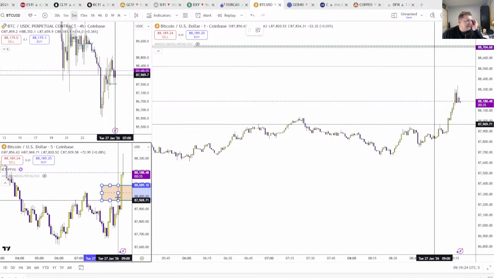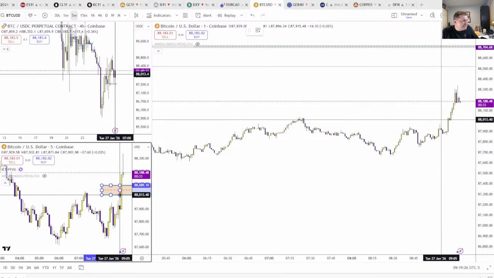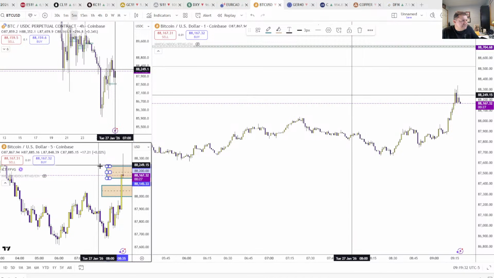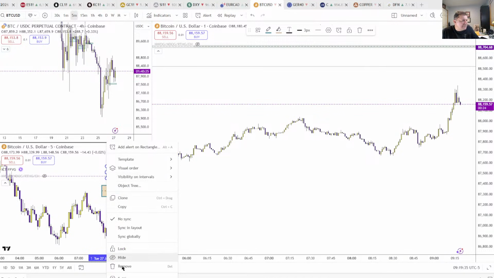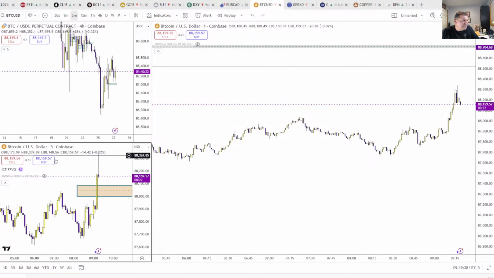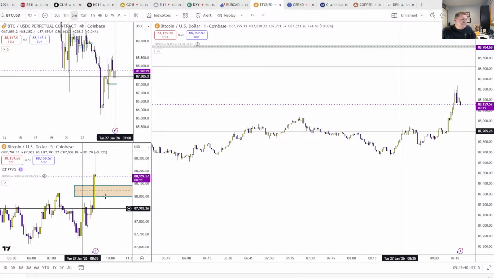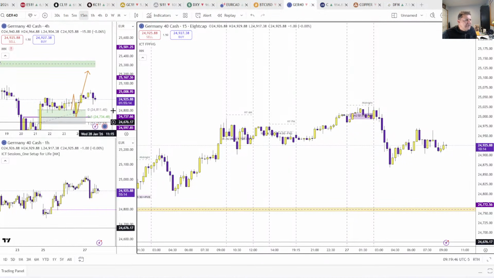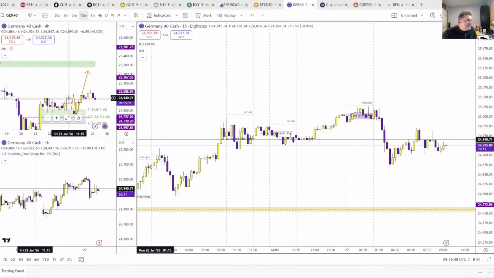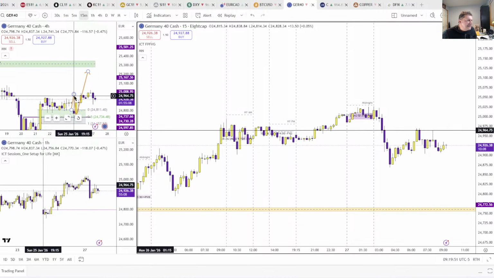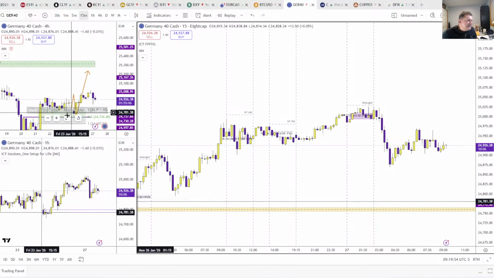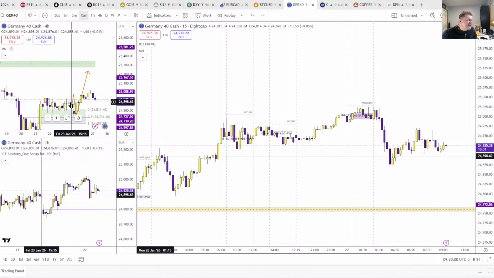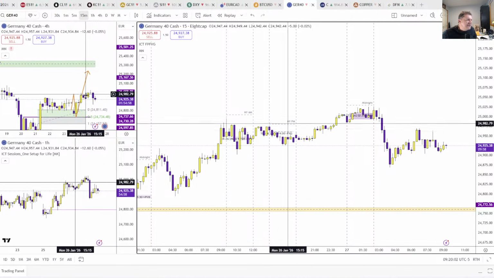I'm looking right there. Let's see if they come back into that box. Well, we didn't really get that much of a run up. We did get the run down, clear out the liquidity first before taking everything up higher. So if this is going to be a reversal, it's going to be down first, then up, then down.